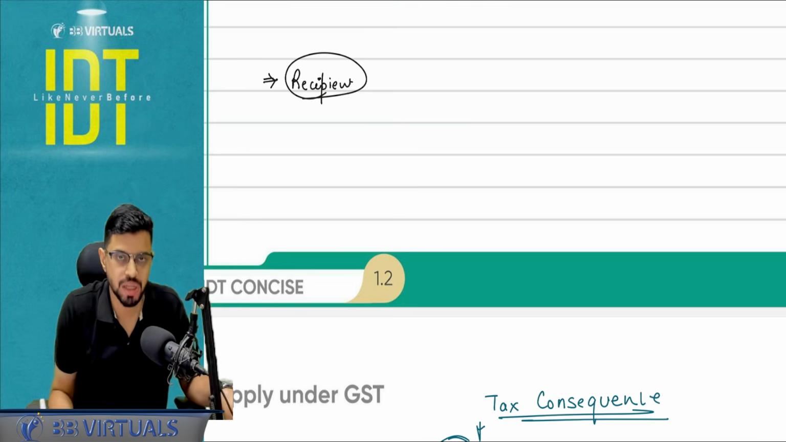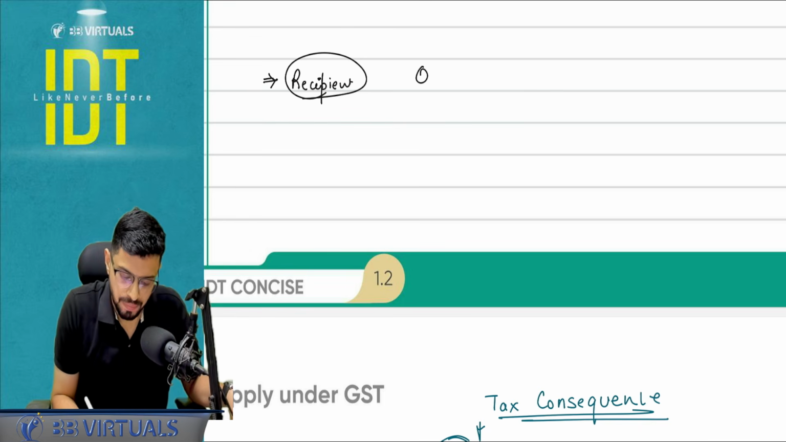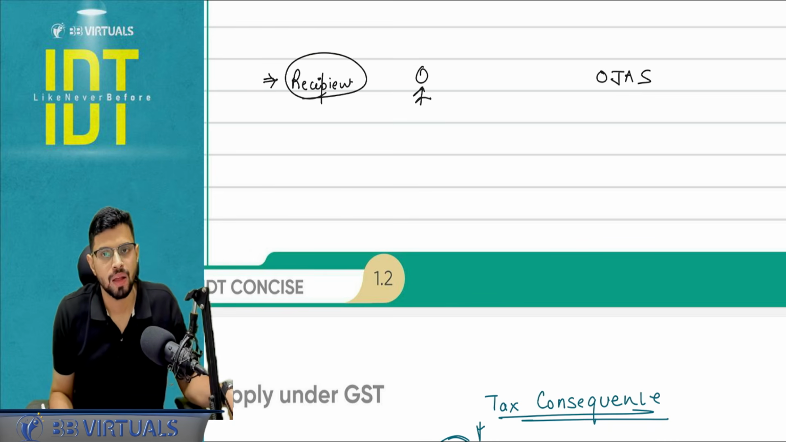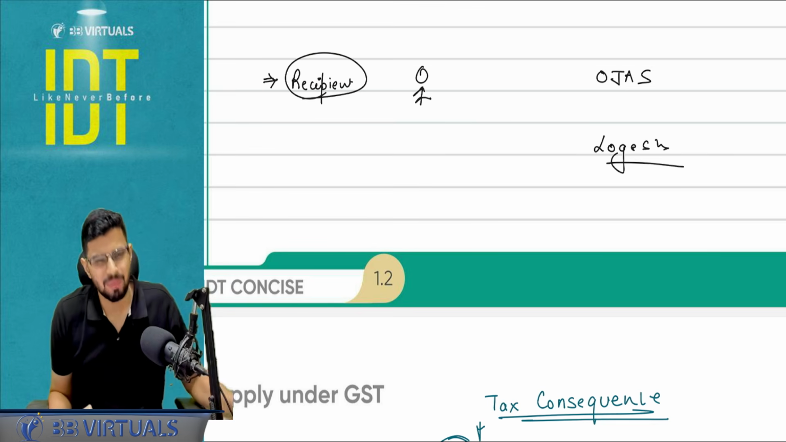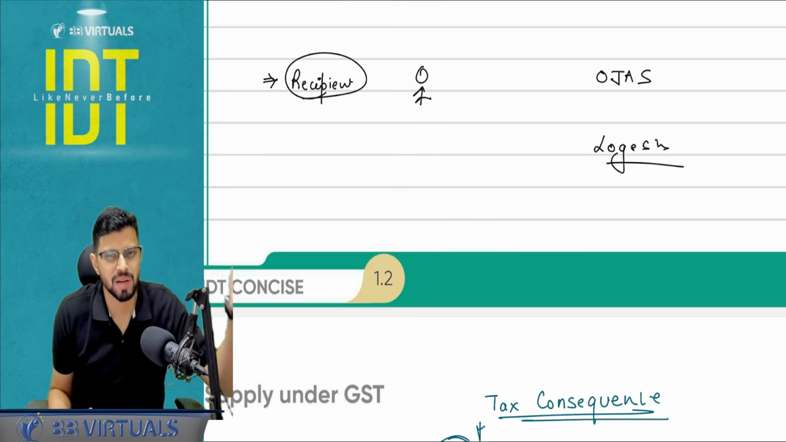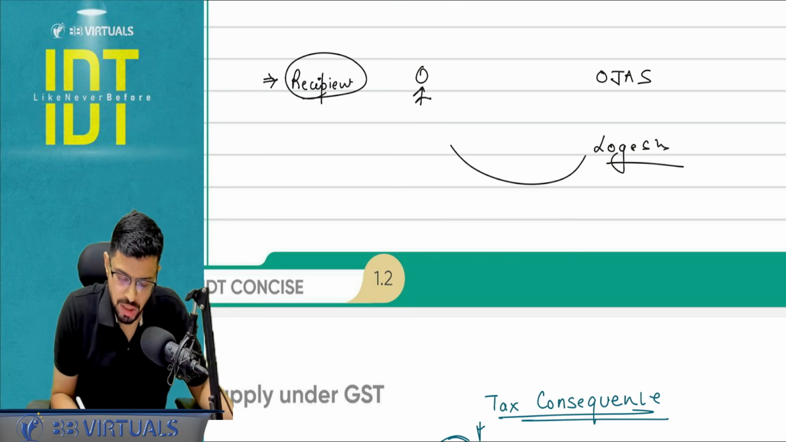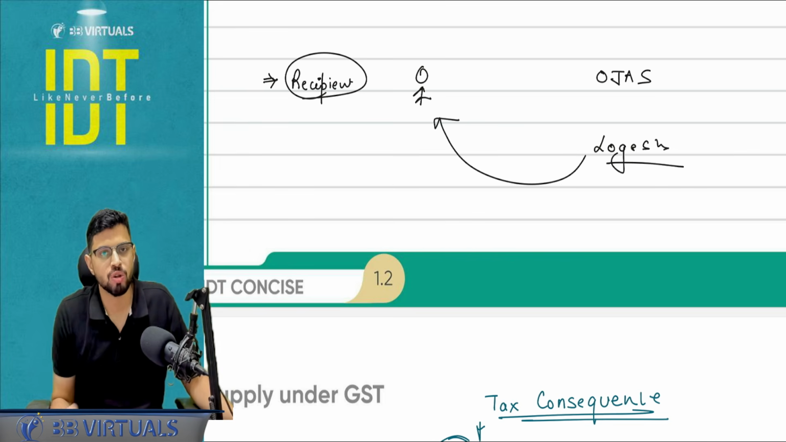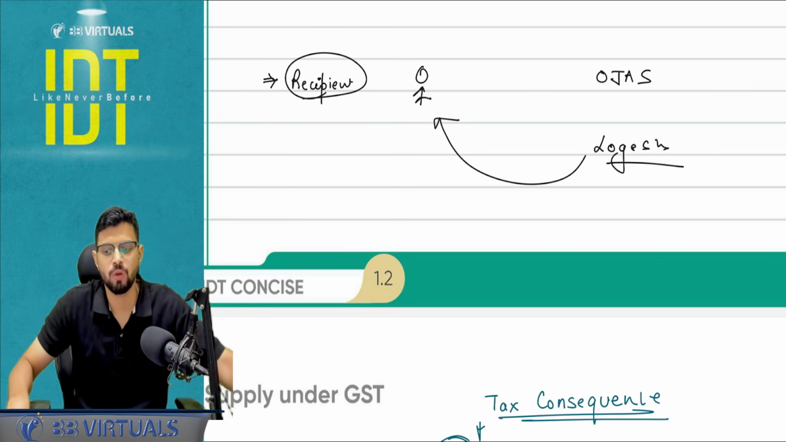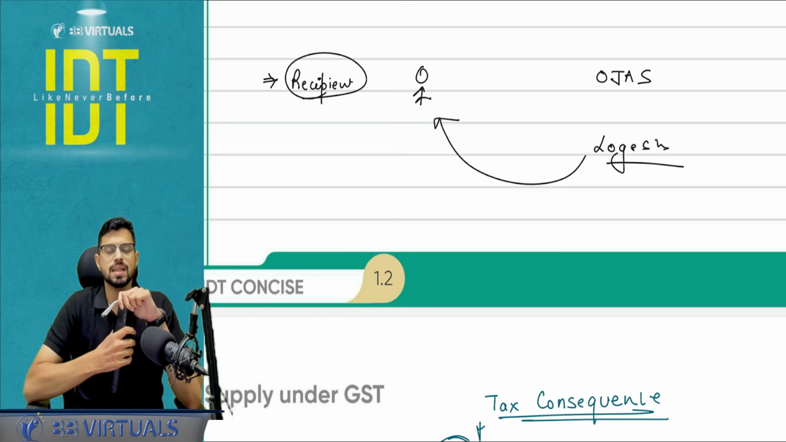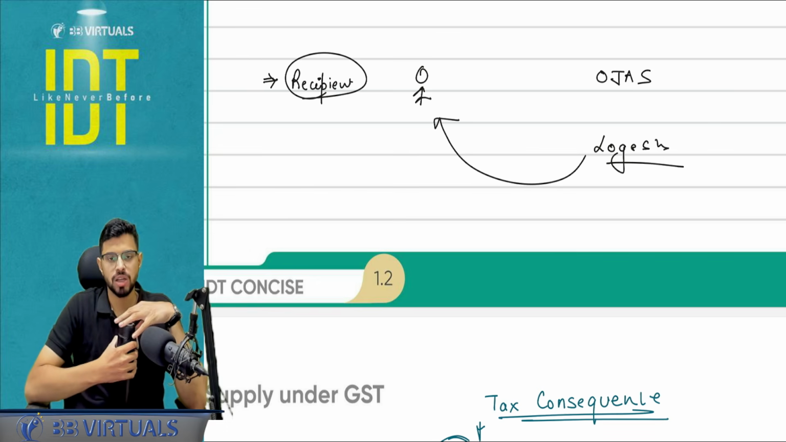Let's understand by logic. I am teaching. Ojas has to register. His UPI is not working. Ojas asked Logesh, his friend, that please pay it on my behalf. I am registering, my UPI is not working. So Logesh paid the amount for Ojas. My simple question to you is, who is the recipient of my teaching service? Is it Ojas or is it Logesh? Quickly answer me. Is it Ojas or is it Logesh?